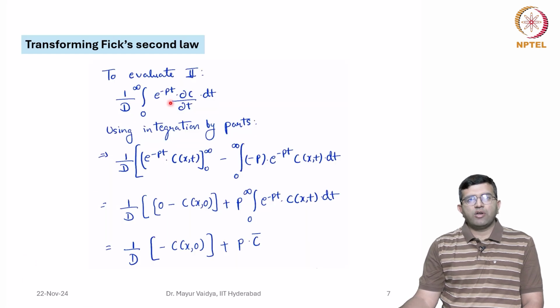Let me recap once again that we only used simply the integration by parts, where this was the first function, this was the second function, the integral is simply c of x comma t, and after putting the limits, once you differentiate here you get e power minus pt c of x comma t dt, which is nothing but the Laplace transform of c.